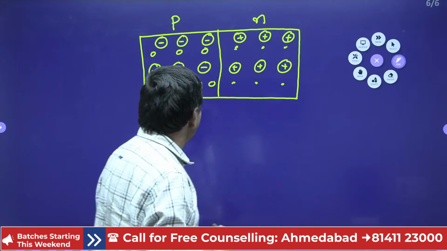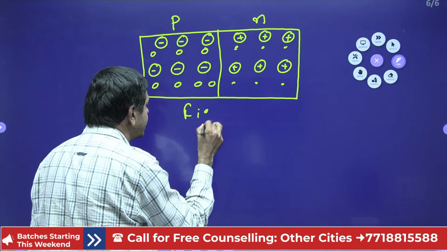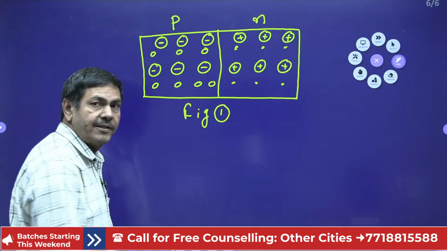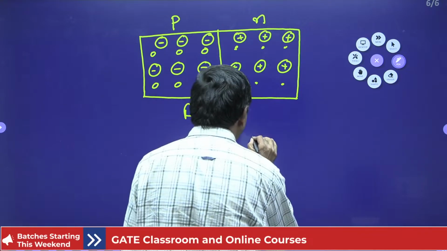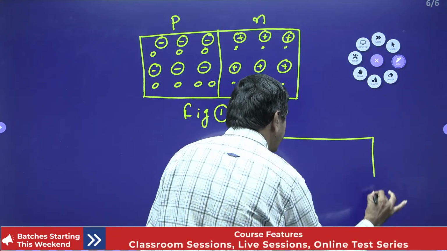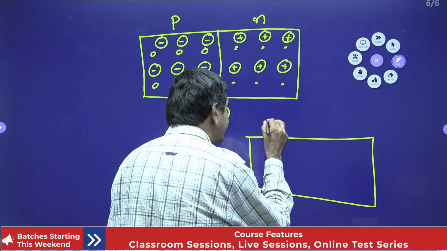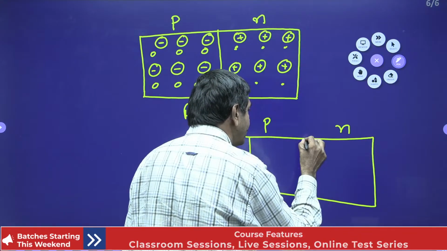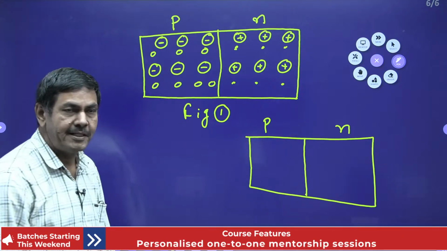But in this case, what is going to happen here? Next, this is figure 1 that I have taken for example, just for understanding purposes. In figure 2, what I did is take the same p-type and n-type material. This is the p-type, this is the n-type, and an imaginary junction is made here.